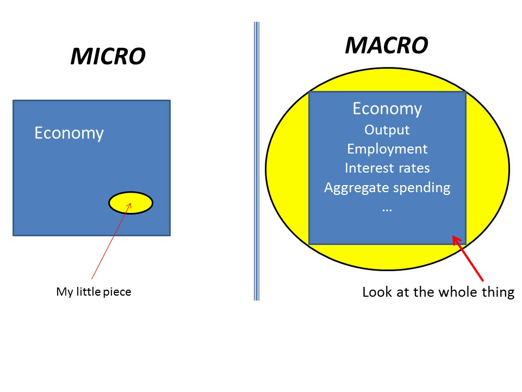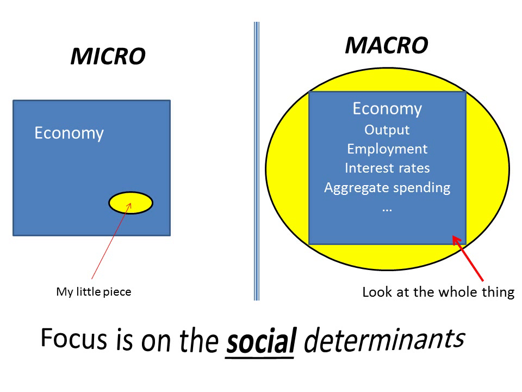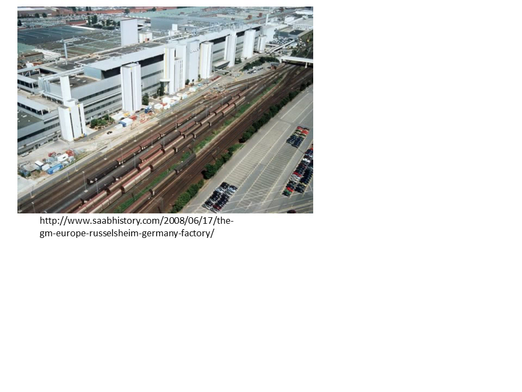Whether it's micro or macro, the focus is on the social determinants, the choices that humans make, and why they make them. But the thing is, social decisions have physical consequences, and they're influenced by physical constraints. It's not a coincidence that this GM factory in Germany is built right next to a railroad line. If you're making cars, you need to bring in lots of physical inputs, and you need to ship out your finished automobiles. Trains are a really good way to do both those things.